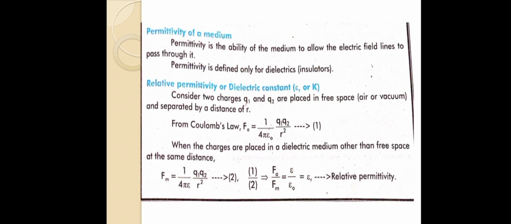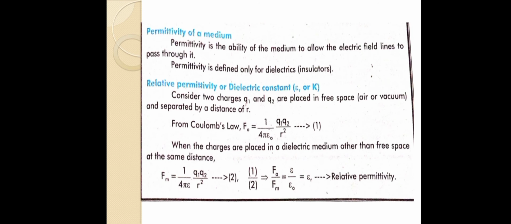Permittivity is a property of the medium. So that property will decide the passage of electric field lines through the medium. Then permittivity is defined only for dielectrics, which are insulators. Now relative permittivity or dielectric constant, which I can call epsilon r or simply k.